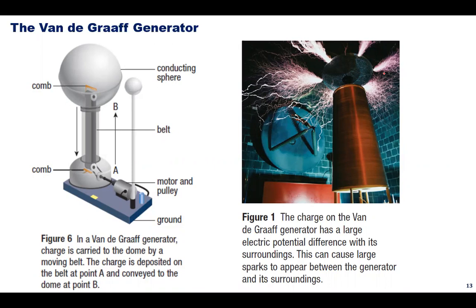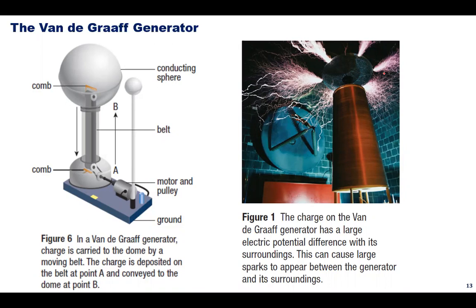As we can see here in figure 6, a moving cloth or rubber conveyor style belt receives electrons from a lower conducting cone at point A. The negatively charged part of the belt moves upward towards the conducting sphere and gives up the negative charge to the upper cone at point B. The charge travels to the conducting sphere and gives the dome a net negative charge.